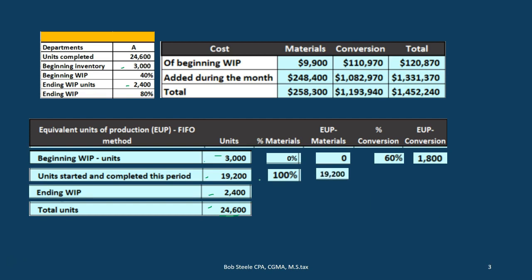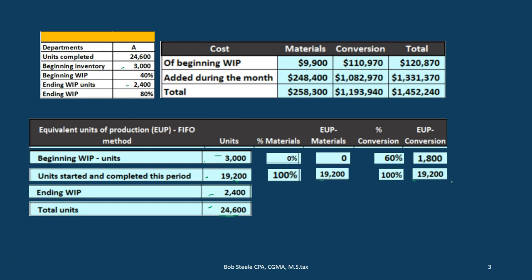So 100% same equivalent units for materials, 19,002. Same for the conversion. If we started it and completed it, all the direct labor and overhead went in this month. Therefore, we have the same 19,002 in terms of equivalent units for conversion. So total units is the same as equivalent units for material and for conversion because we started them and completed them this time period.